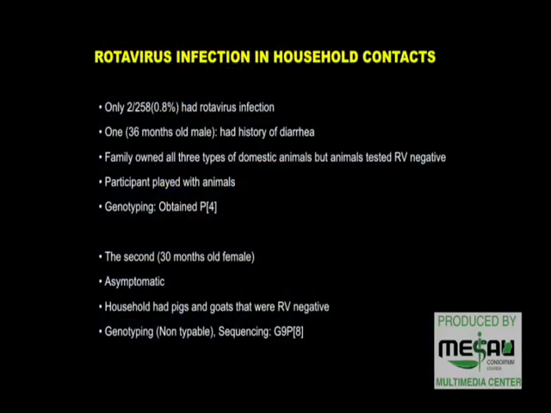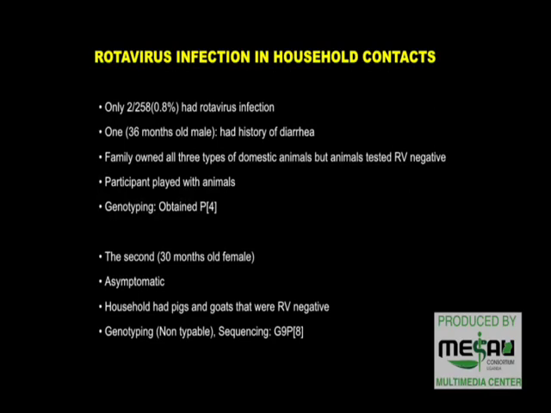In the household contacts, we recruited a total of 258 household contacts, and they range from the age of 2 months to 67 years. Out of these, only 9.5% of these 258 were children below 2 years old. Also, only 12.3% of those household contacts had a history of diarrhea. And what we noted is that only 2 of them turned out positive for rotavirus infection.